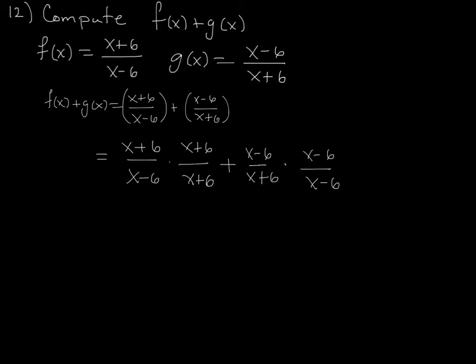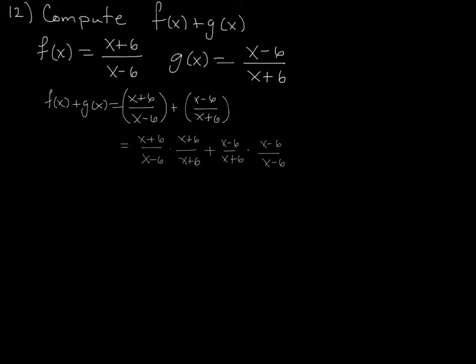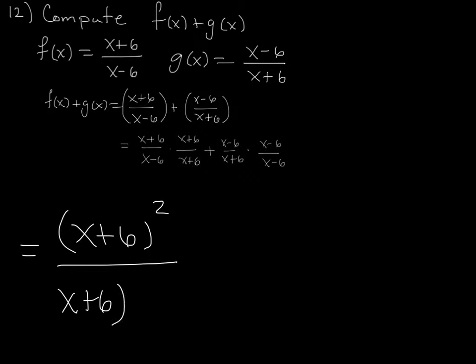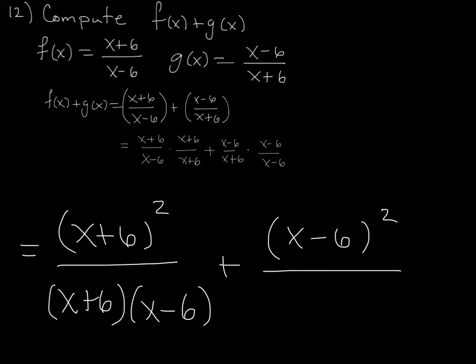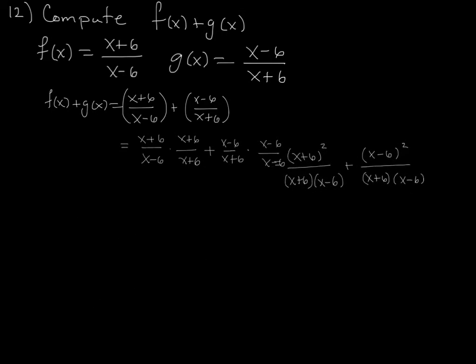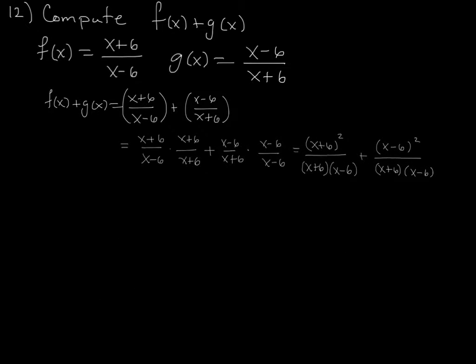All right. Now all we need to do is clean this up. And we have x plus 6 squared in the numerator of the first one over x plus 6 times x minus 6. And to that we'll be adding, in the numerator of the second fraction, x minus 6 squared over x plus 6 times x minus 6. Now we have the same denominator, so we can combine those together.